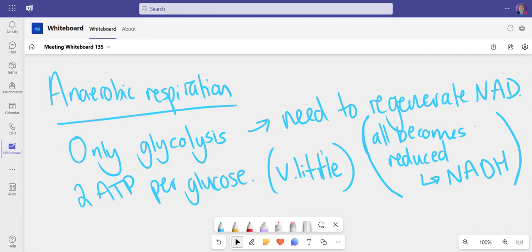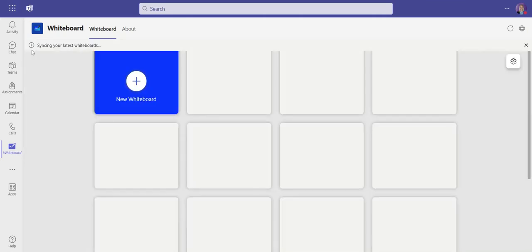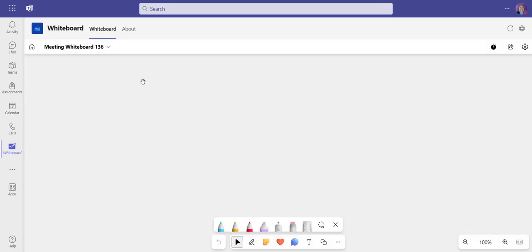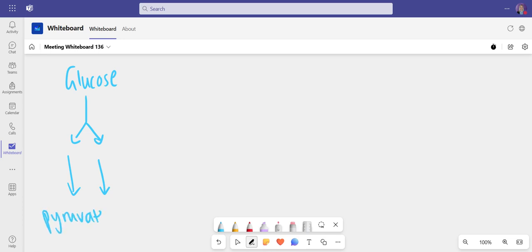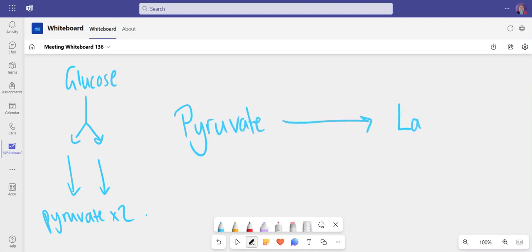Okay, so what happens is that we utilise our pyruvate that we've made in glycolysis. We know that glycolysis basically looks like this. We start with glucose, it gets phosphorylated, it gets split, and in the end, we end up with 2 molecules of pyruvate. I'll put pyruvate times 2. So in anaerobic respiration, we get another stage, a new stage. And what happens is that that pyruvate that we've made gets converted into something called lactate.